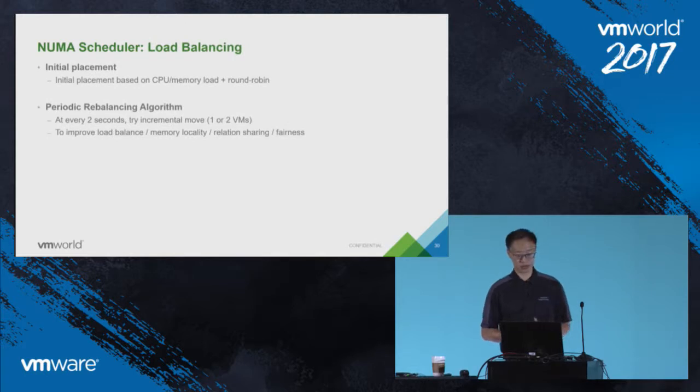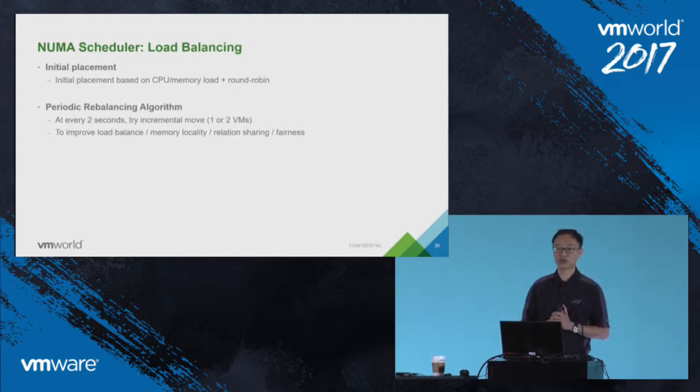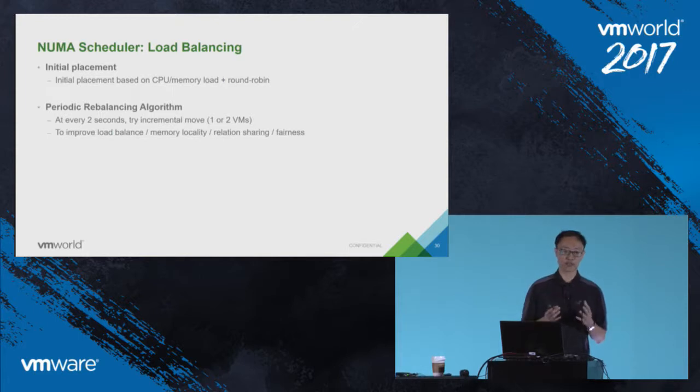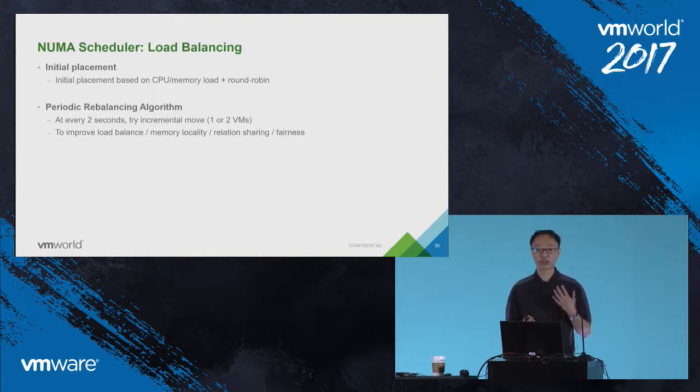Let's talk about load balancing first. Two considerations of load balancing. First, initial placement, right? We need to figure out where to place this VM when it's first powered on. But we have no data when the VM just powered on, how much CPU it is going to use, how much memory it's going to use. But we can look at the current system state and decide, based on the current load of different nodes, where it's best, with higher probability that this guy will run the best.